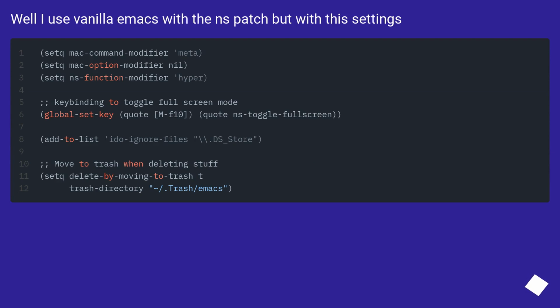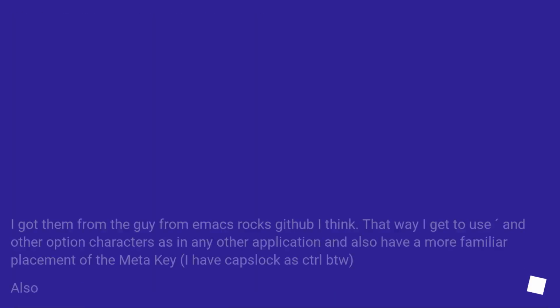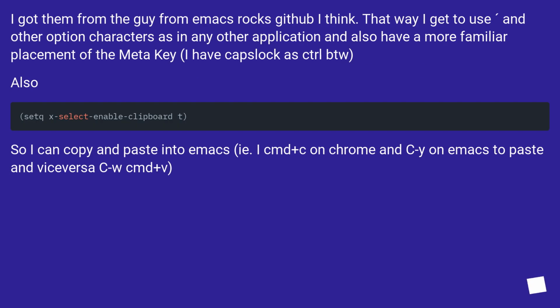Well, I use vanilla Emacs with the NS patch but with their settings. I got them from the guy from Emacs Rocks GitHub, I think. That way I get to use the Option key for other characters as in any other application, and also have a more familiar placement of the Meta key. I've got Caps Lock as Ctrl, by the way. Also, so I can copy and paste into Emacs, I use Cmd plus C on Chrome and Ctrl-Y on Emacs to paste, and vice versa, Ctrl-W and Cmd plus V.